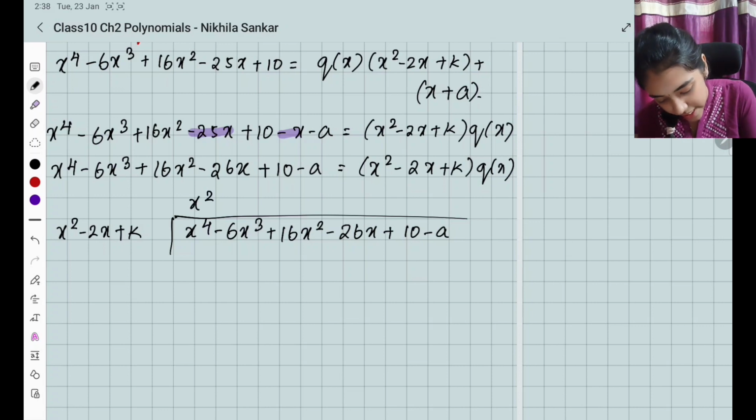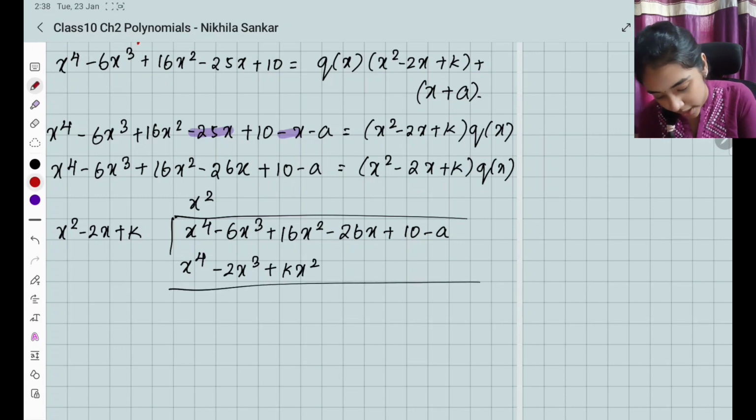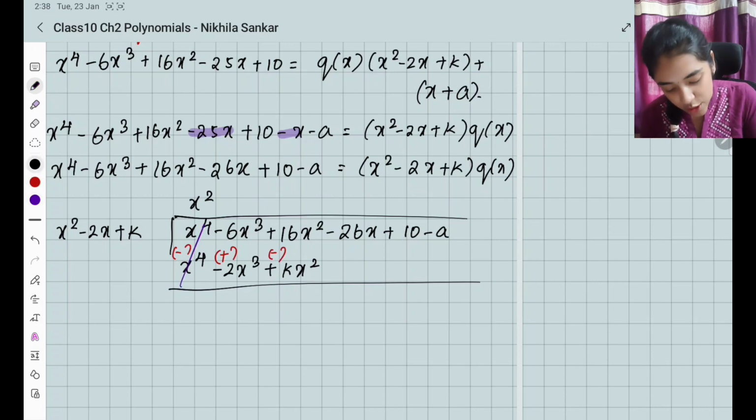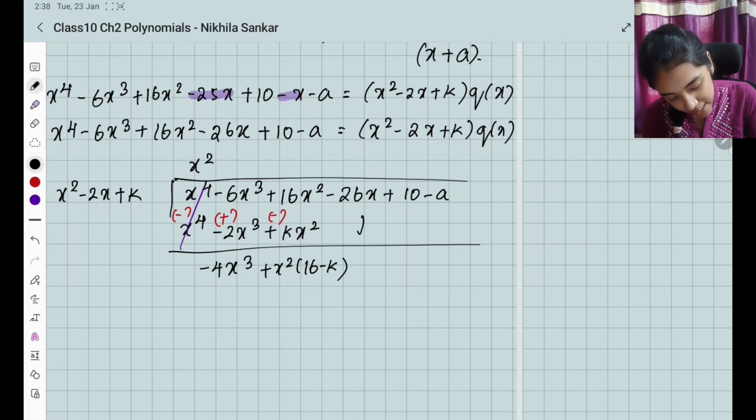Okay, so இப்போ first x square ஆல multiply பண்ணா I have x power 4 minus 2x cube plus kx square. Okay, the k பார்த்தோன்னே don't panic. So minus minus becomes a plus, then plus becomes a minus. இது நமக்கு தெரியும். The first term gets cancelled. So if you have minus 6x cube plus 2x square. So this is going to be minus 4x cube. Then 16x square. இப்போ நான் x square common எடுத்தா this becomes 16 minus k and the next term comes down.